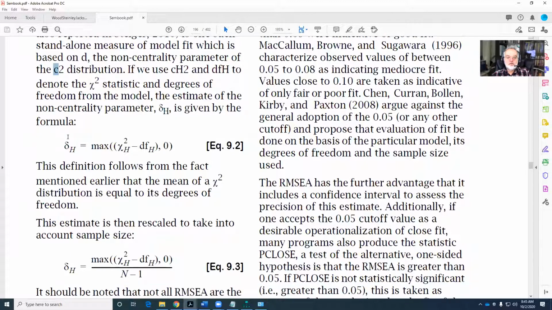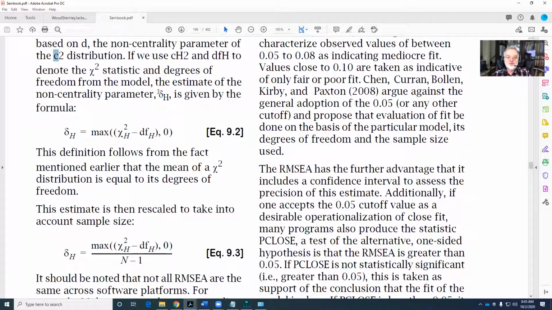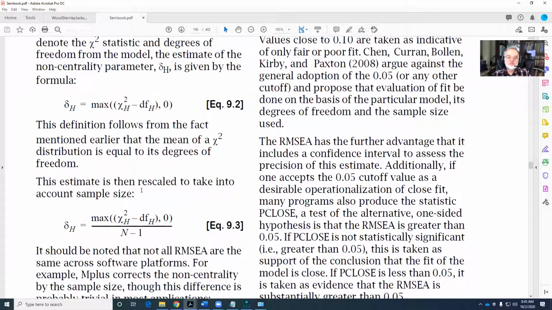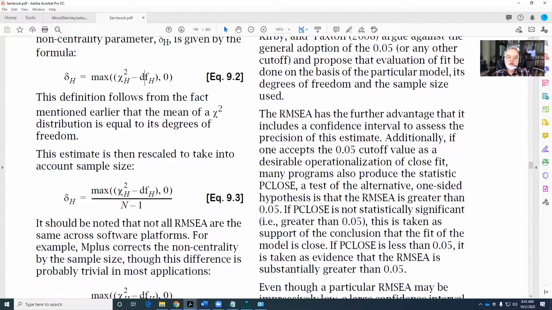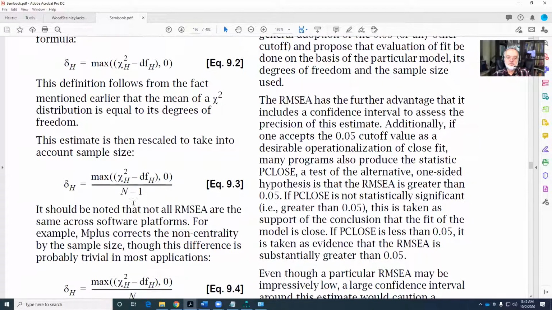And it's adjusted a little bit to take into account the sample size. So I'm going to take the chi-square for my model minus its degrees of freedom and take the larger of the two numbers. And this rescaling is taking the delta and then dividing it by its sample size.